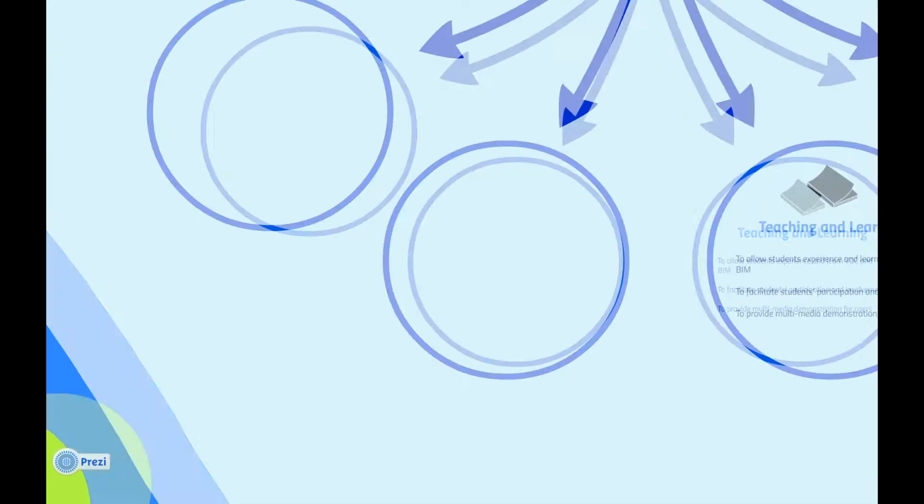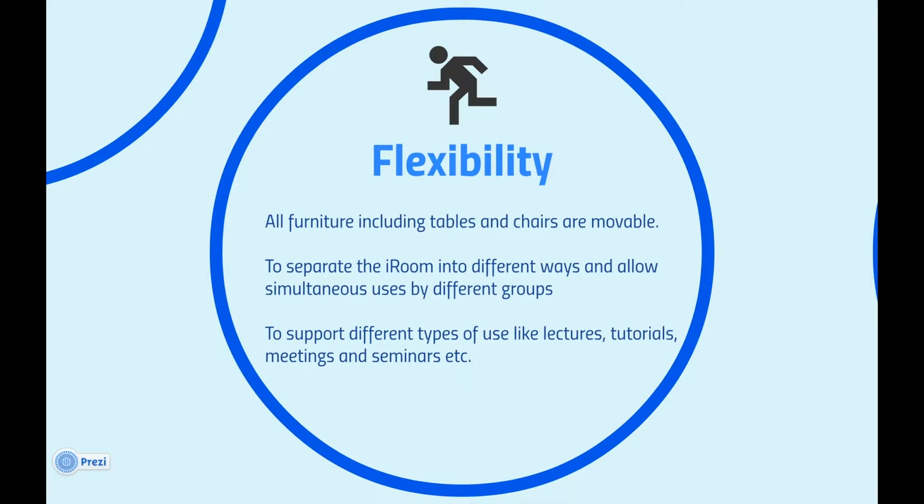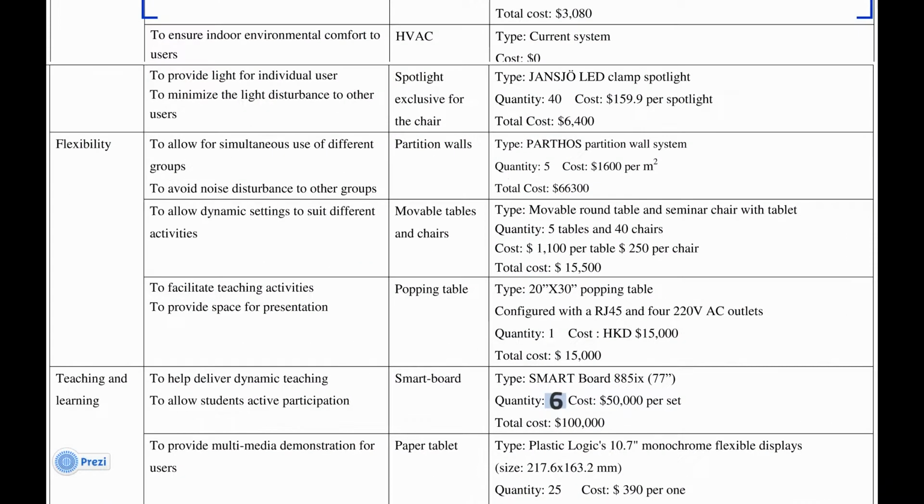Another functional objective is flexibility. All furniture in iRoom, including tables and chairs, are movable. We can separate the iRoom in different ways and allow simultaneous use by different groups. It also supports different types of use like lecture, tutorial, meeting, and seminar. This is the POP model, and the elements in flexibility are the partition wall, movable tables and chairs, and popping table.